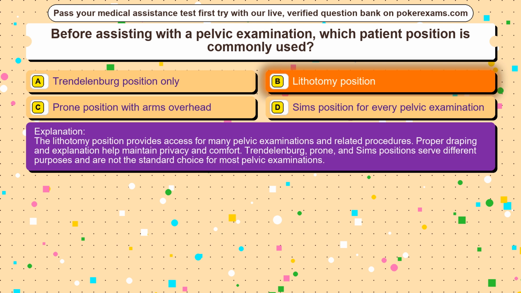The lithotomy position provides access for many pelvic examinations and related procedures. Proper draping and explanation help maintain privacy and comfort. Trendelenburg, prone, and Sims positions serve different purposes and are not the standard choice for most pelvic examinations.